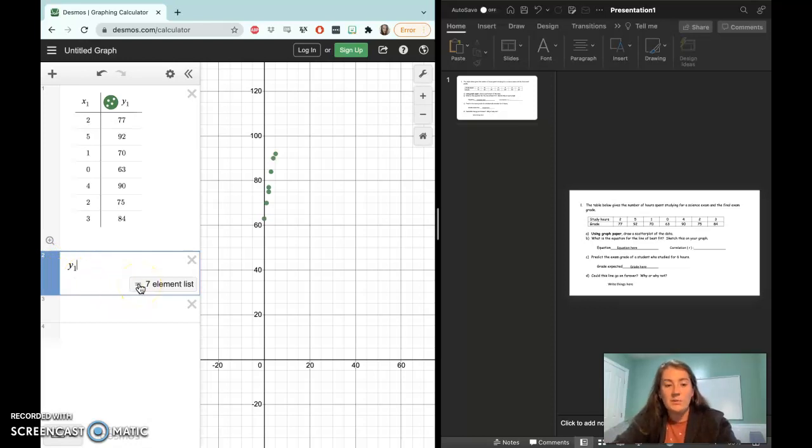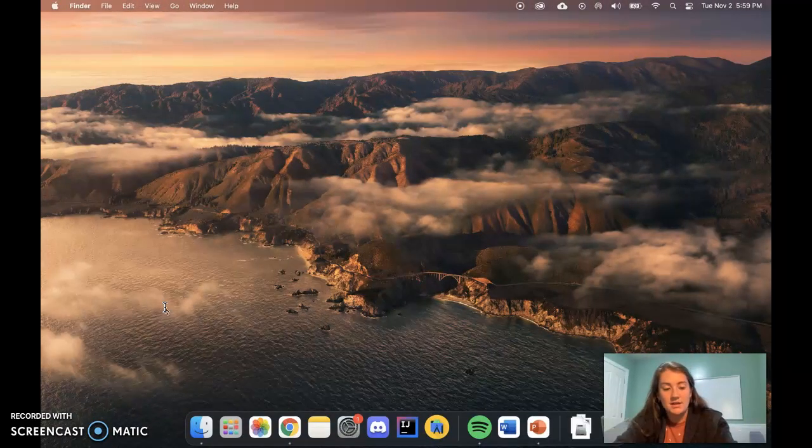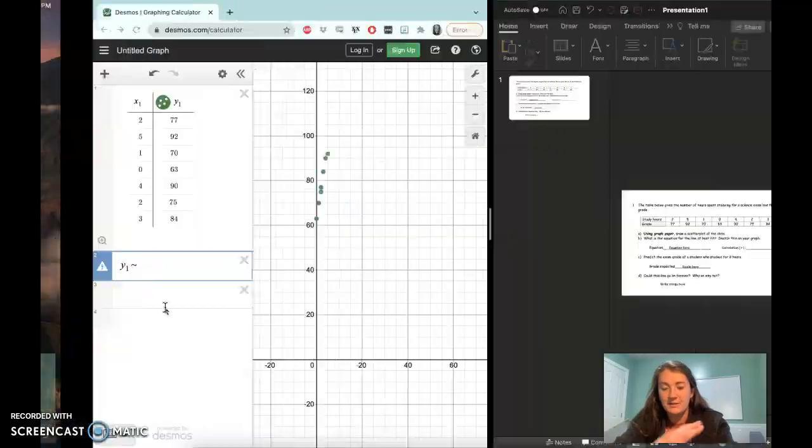And then instead of equal, because it's not exactly equal, we'll do the tilde button, and the tilde button is on the top left of your keyboard above the tab. So you have to look for that little squiggle.